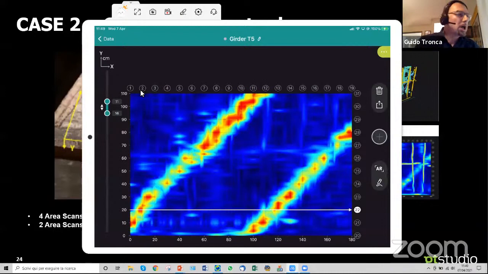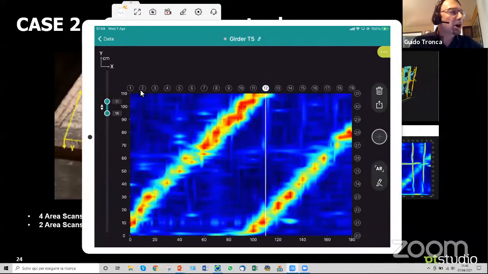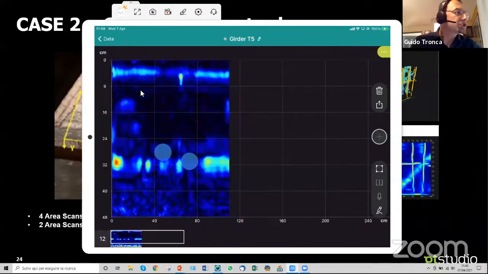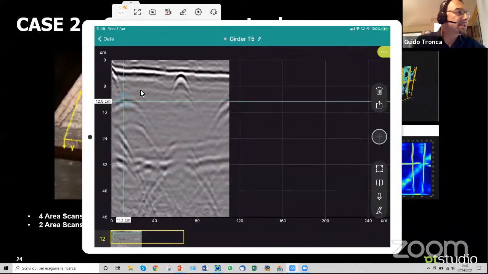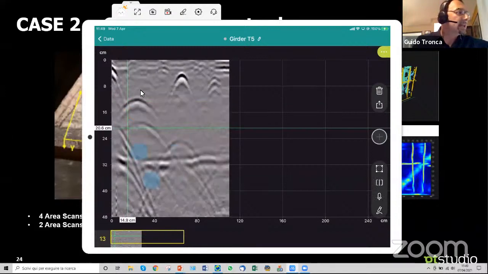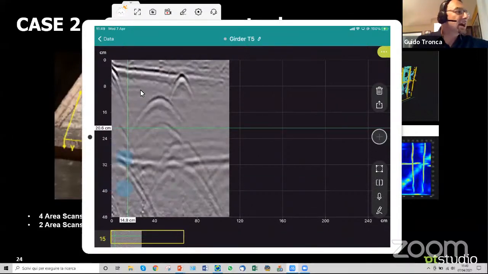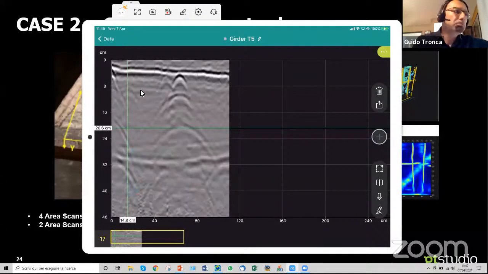Now, let me check this couple of rebars by looking at these original scans that I performed vertically. I expect to see some rebars at the beginning of the scans. Let's go check them. Okay, yes, I see these two hyperbolas, and let me scroll through and I see that they are moving from left to right. Perfect. So yeah, I can easily confirm that these are two rebars.